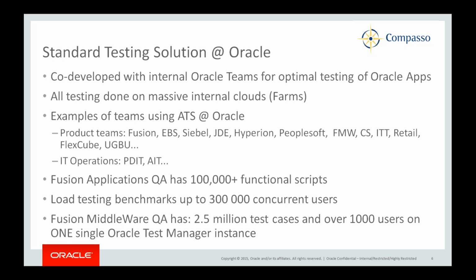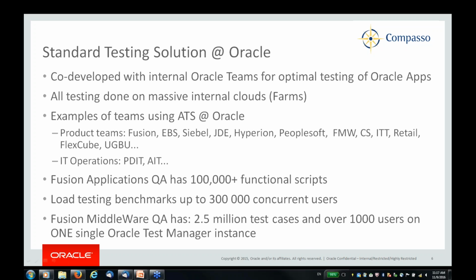We do all our testing on massive internal clouds. We call them farms. And just to give you an idea, if we just take one single testing team, and with this 80,000 test automation scripts they run every single day, they produce about 1.5 terabytes of data in forms of reports, screenshots, log files, and so on. So it's a massive operation for them alone.